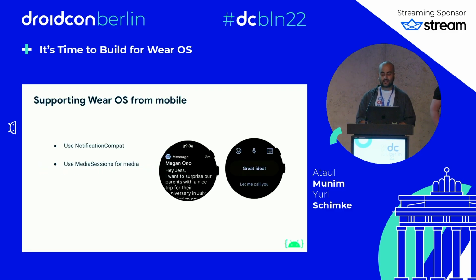So the first thing you should consider is whether your mobile app can support Wear OS without building a Wear app. So notifications in general should work out of the box. If your app supports messaging, then make sure to use the messaging style in NotificationCompat to enable direct replies from the watch. And for media apps, Wear OS supports remote control via System UI as long as your mobile app is using media sessions. So these are super small actions that you can take today that Wear OS users will come to expect from your apps. So make sure you do these first.